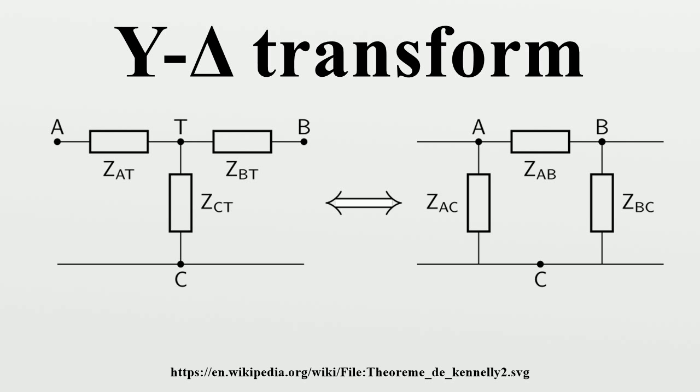Equations for the transformation from Y to delta. The general idea is to compute an impedance in the delta circuit, where the denominator is the sum of the products of all pairs of impedances in the Y circuit, and the divisor is the impedance of the node in the Y circuit which is opposite the edge. With the formula, the individual edges are thus computed.